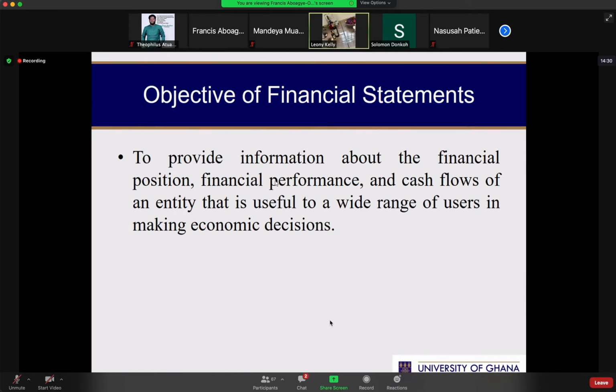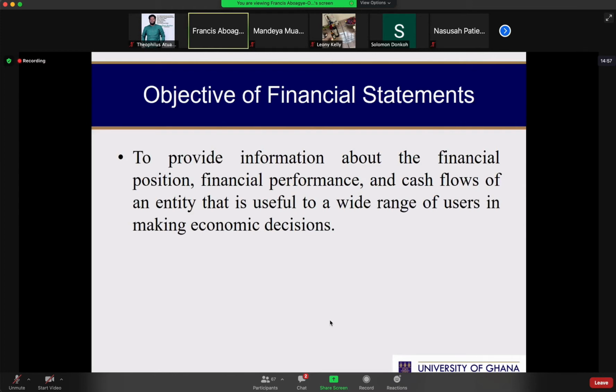So if I understand well, I believe it's a general purpose financial statement because it just gives a general view of the general financial position of the company. It doesn't give the details. It doesn't break it down. Okay, so that's a good try. But yes, who else?